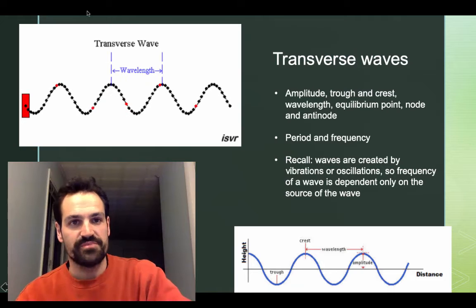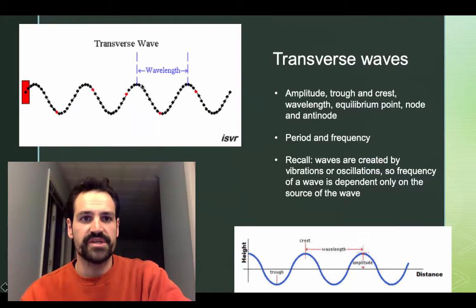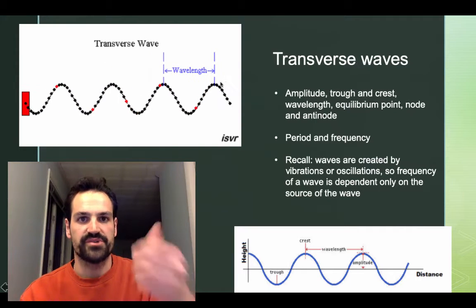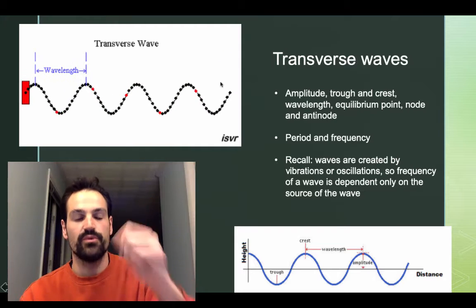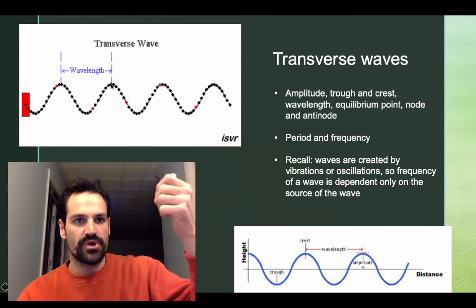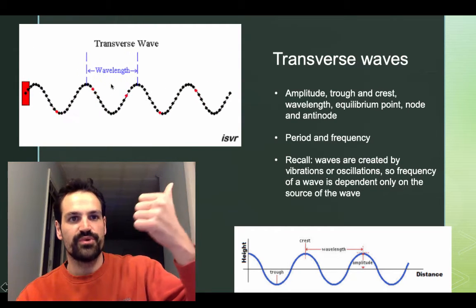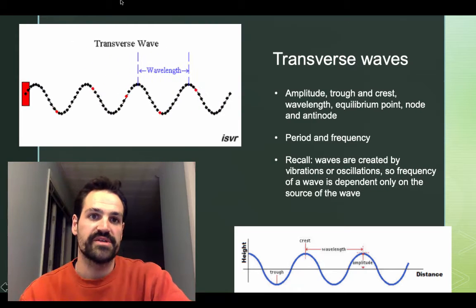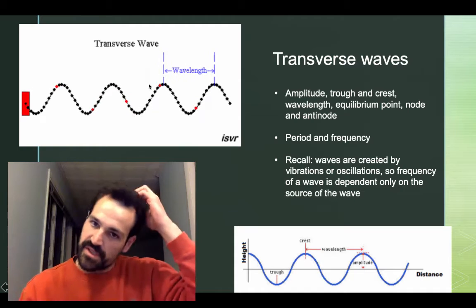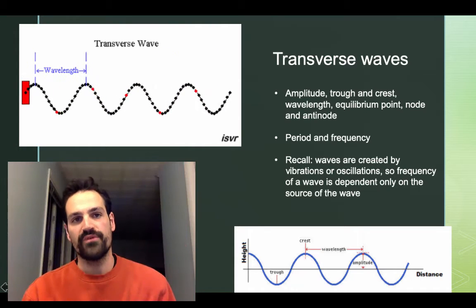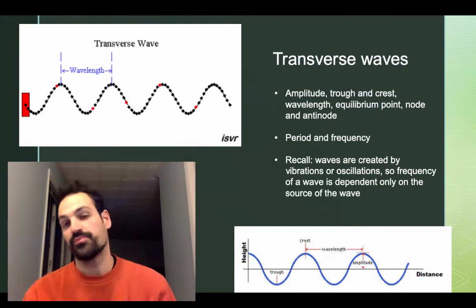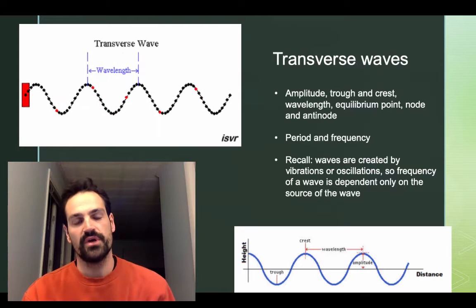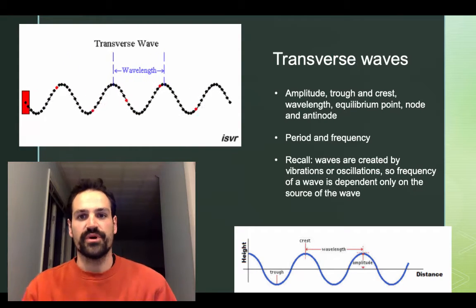So now we need to discuss period. That's the amount of time for one full wave to pass. So if start 1 Mississippi, 2 Mississippi, 3 Mississippi, 4 Mississippi, 5 Mississippi. So that wave has a period of 5 seconds. The amount of time for one full wave to pass from crest to crest, trough to trough, or double equilibrium point.